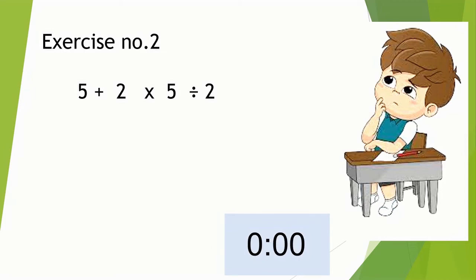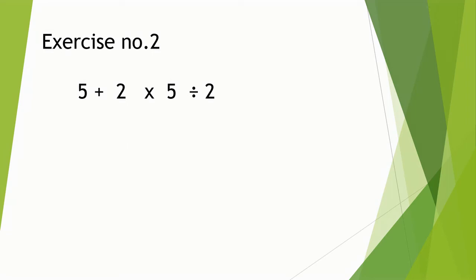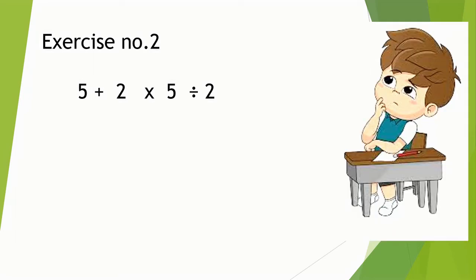Okay, let's solve. Rule number 1: we're going to either multiply or divide. Multiplication came first, so let's perform the operation. 2 times 5 is equal to 10. Then bring down 5, bring down 2.